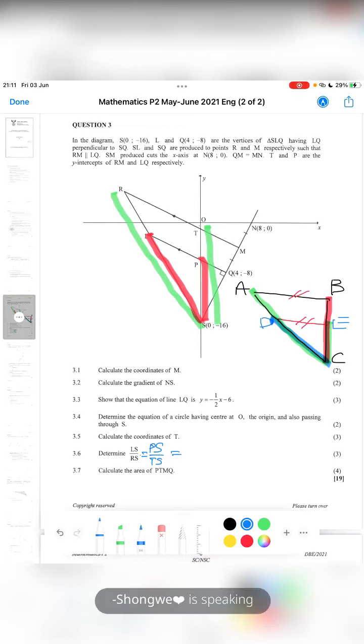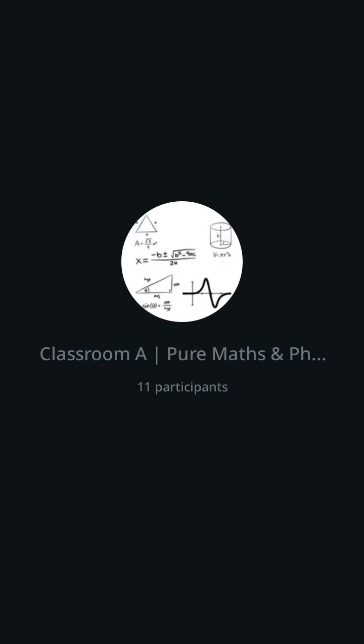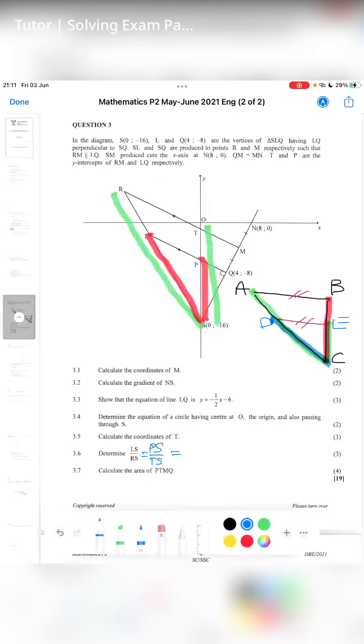No, sir, but we can calculate it using the distance formula. How can we calculate it? Can you just explain what we are going to do to calculate that?